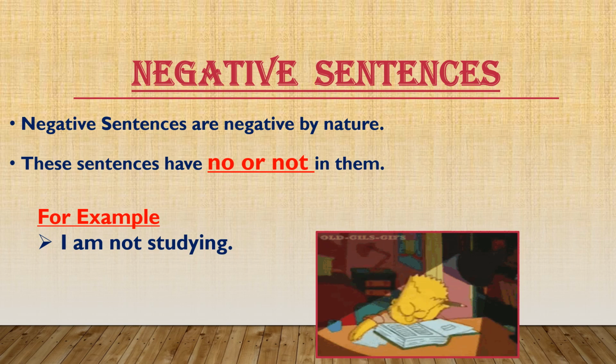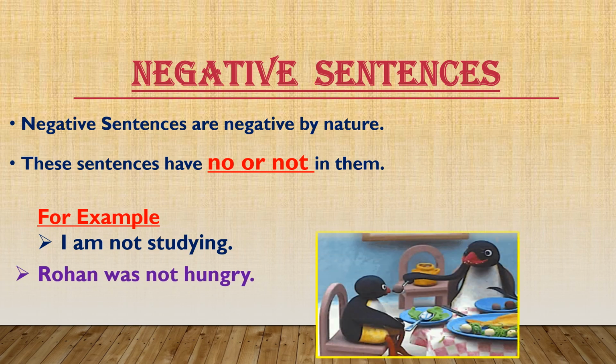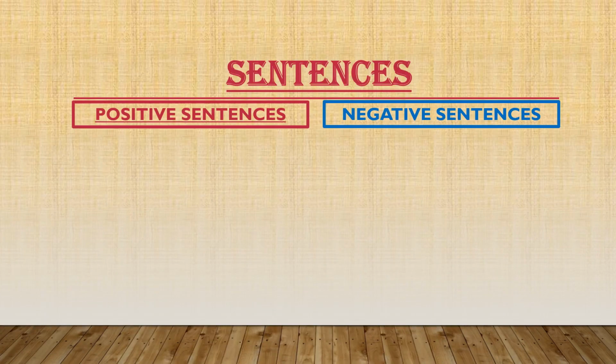So here the word not has been used. Rohan was not hungry. Again, the word not has been used here. That means negative sentences are always framed with some negative word in them. Sentences are of two kinds, positive sentences and negative sentences. Today we are going to learn how to change positive sentences into negative sentences.